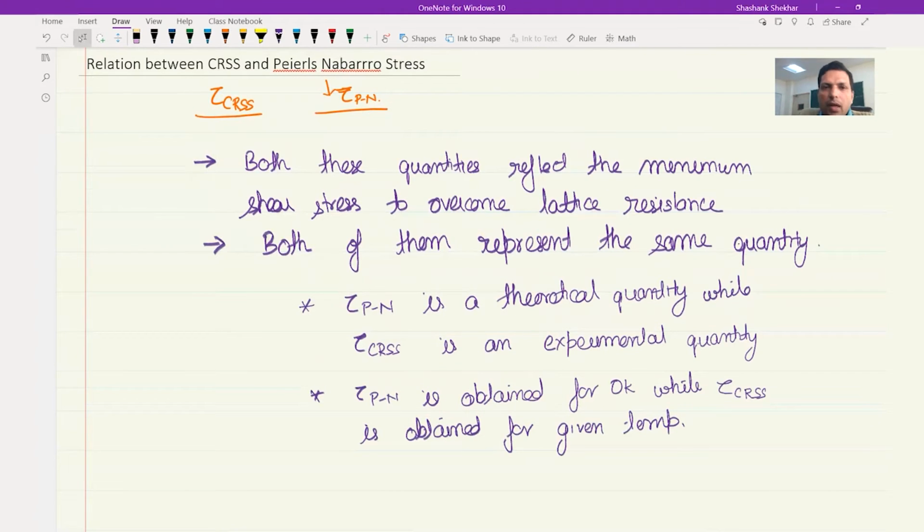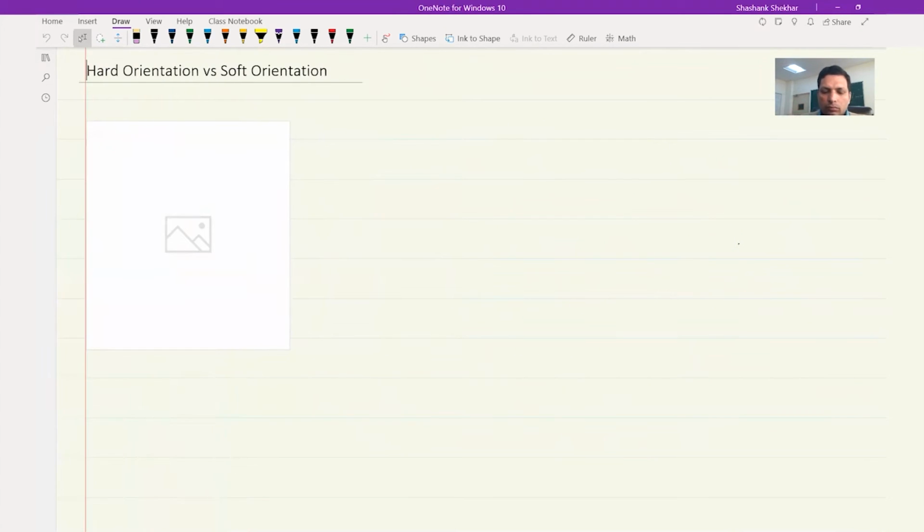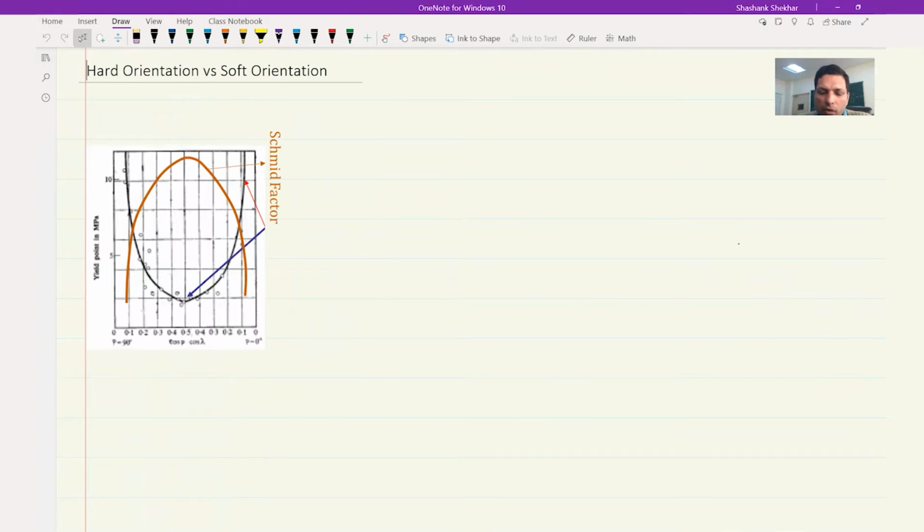So this is the relation, and we must keep this in mind, because it's not that we are talking about two different things. So with this understanding, now let's move on to understand another aspect about this resolved shear stress. And we have looked at there is a factor cos phi into cos lambda. Now this factor cos phi into cos lambda can be termed as m, so cos phi into cos lambda, which is also called the Schmid factor.